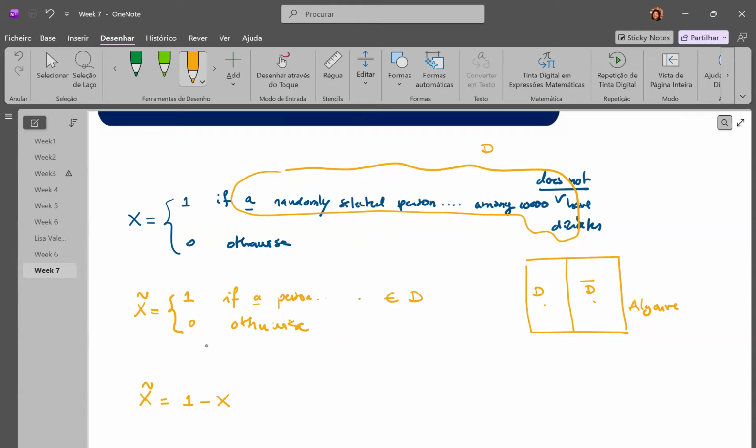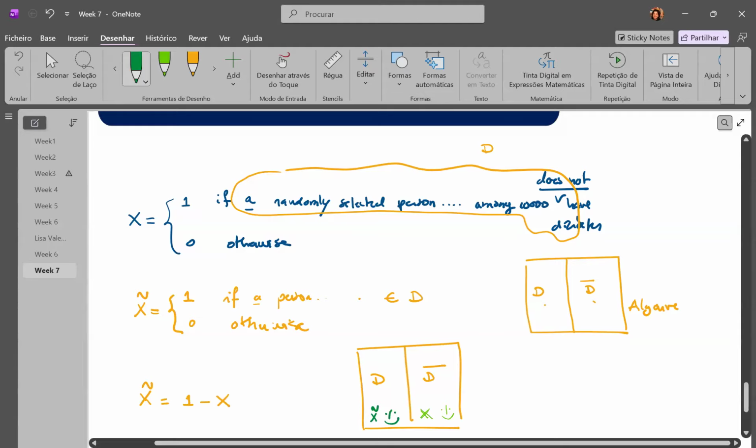It's like we are making, in mathematics we call this a partition. It's very important in science. We're thinking like, these people do have diabetes and these people do not. And what we're saying is that X identifies this as a success, whereas X tilde identifies this one as a success. So they have to be one minus the other. Do you understand what I mean?